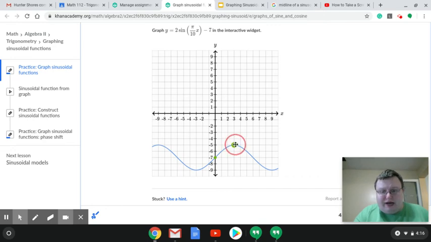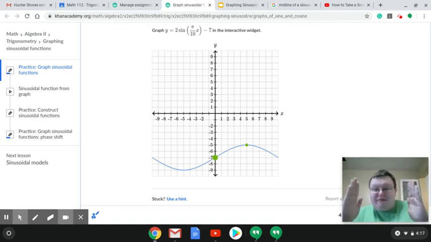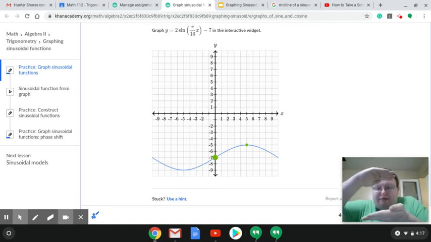So this point right here needs to be a fourth of the distance of the period away from there. The period is a measurement of x. Amplitude's a measurement of y. So period's a measurement of x, side to side. Amplitude's a measurement up and down.